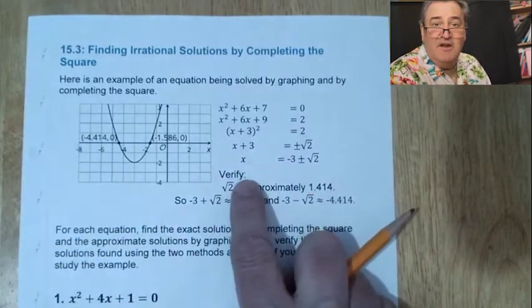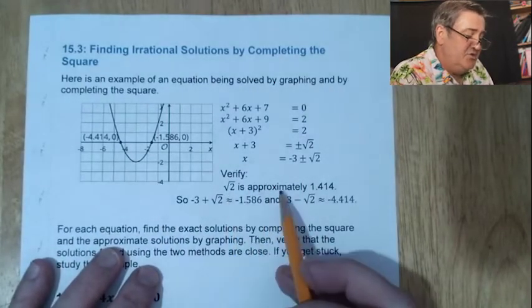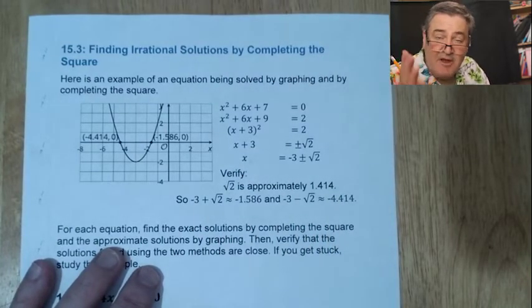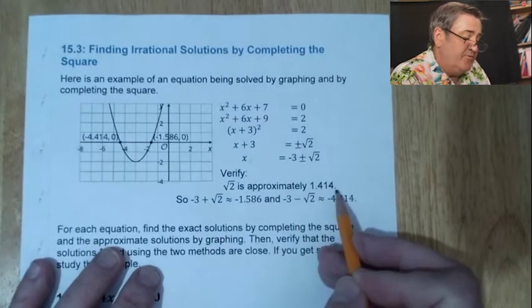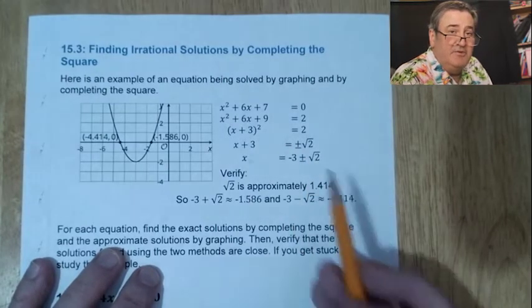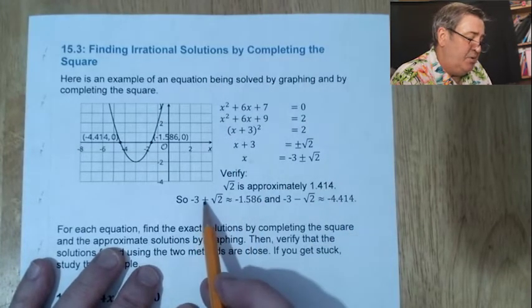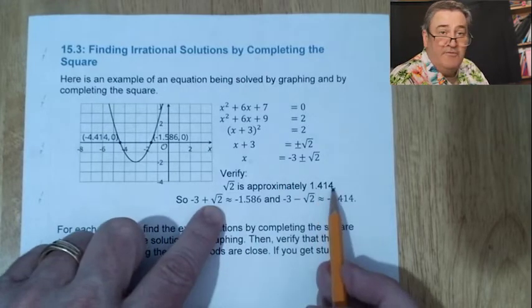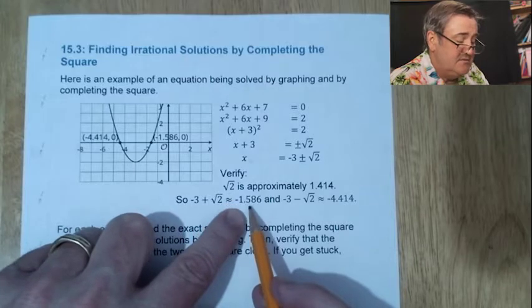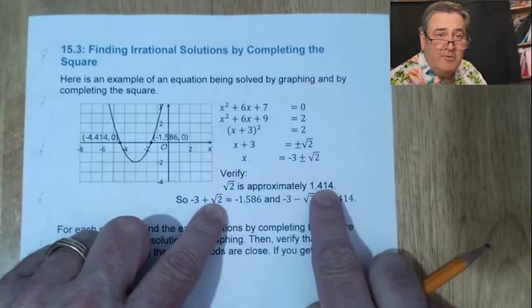So let's verify that the graphing and the equation both come up with the same thing. The square root of 2 is approximately 1.414. Okay, it continues past that, but rounding it off, it's approximately 1.414. So if we use the positive square root of 2, the answer was negative 3 plus 1.414. That would be negative 1.586. See how that works? Negative 3 plus the 1.414 is that.